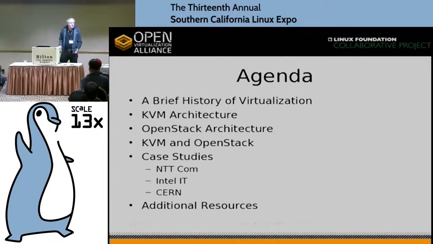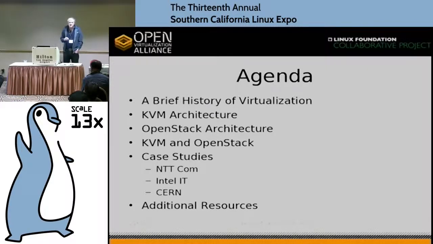I want to start off with a brief history of virtualization. How did we get to where we are today? What are the considerations? What are the factors? What are the options going forward? Then have a look at the KVM architecture, how that works, how that builds on Linux. Look at the OpenStack architecture, and then look at how they fit together.